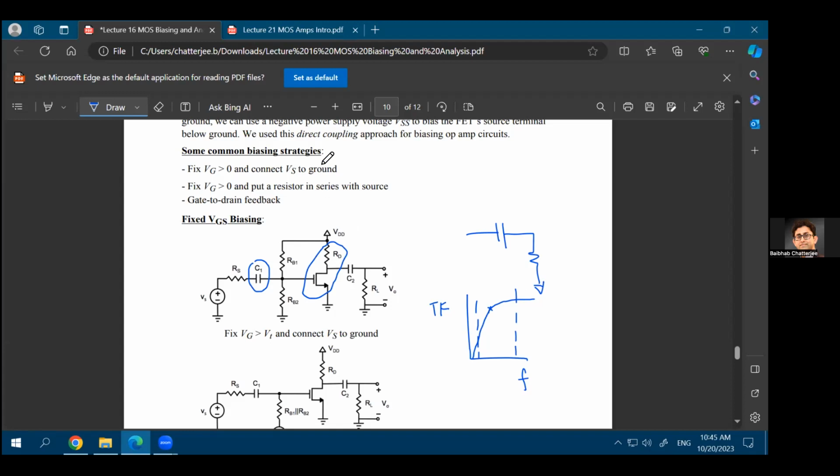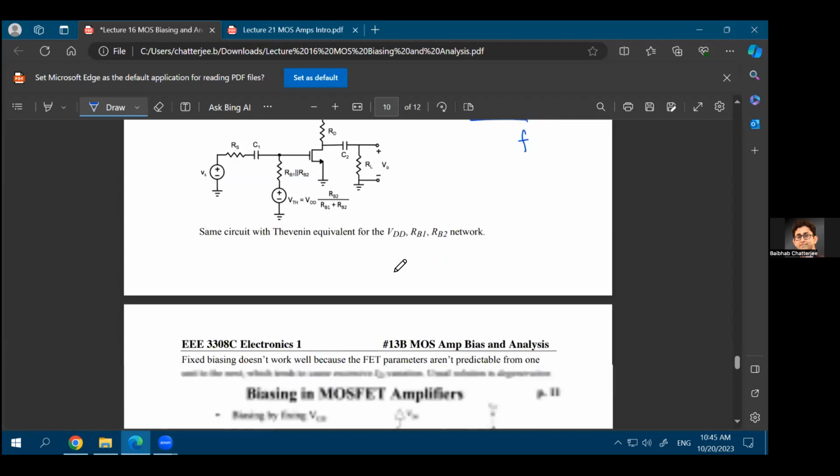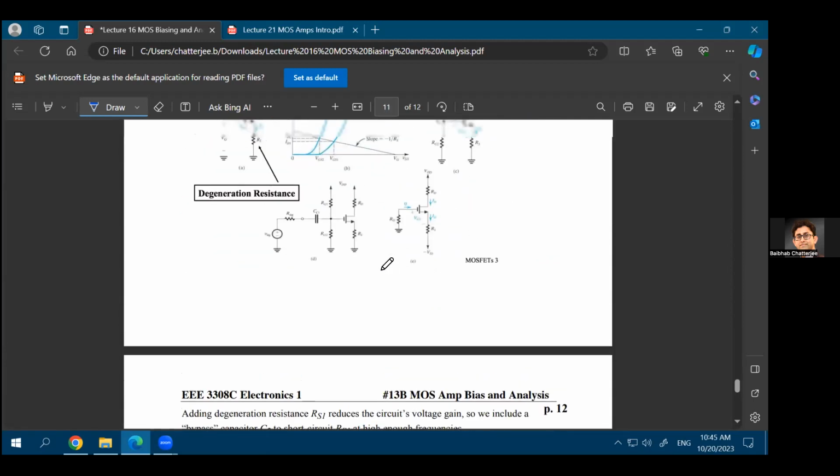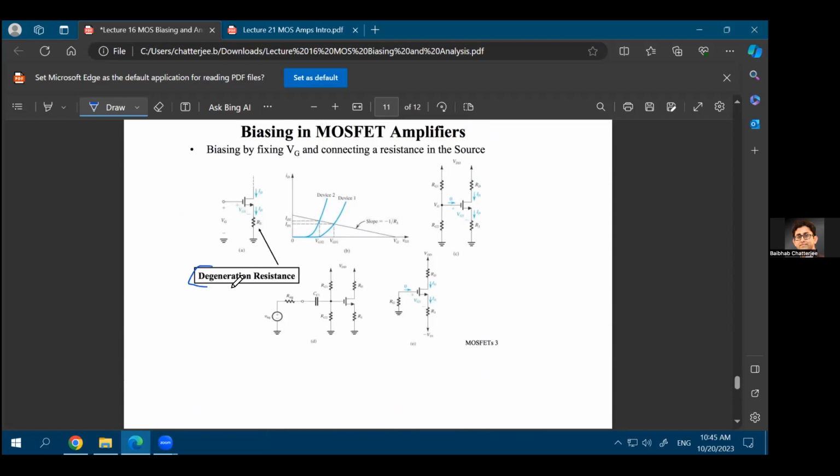And you already looked into the scenario that you need to design your high-pass filter in a way that it is far away from your intended frequency range. Okay, so that's something we have already discussed in the previous lecture. We have already also discussed a different way of biasing, which is using a degeneration resistance.